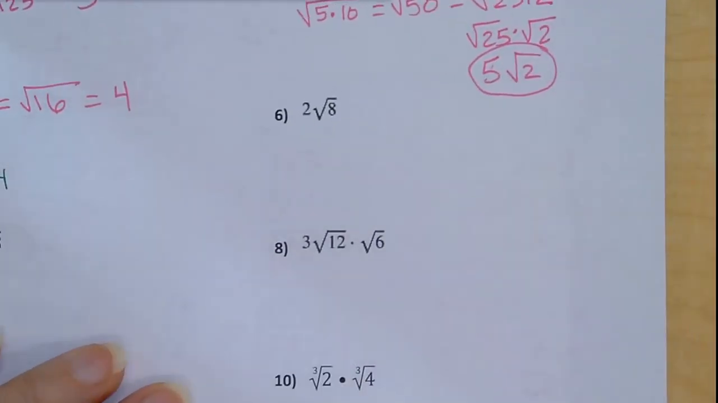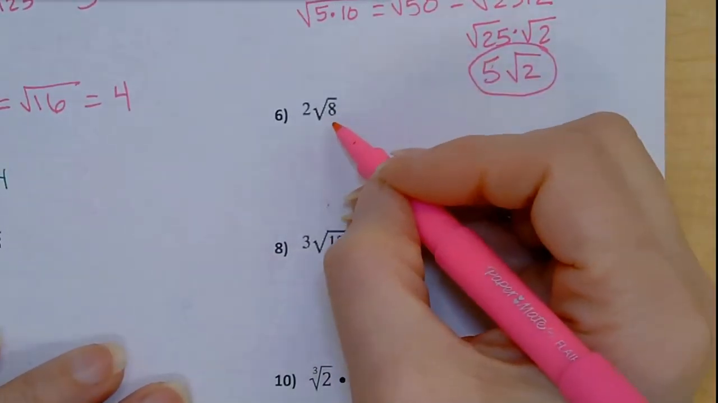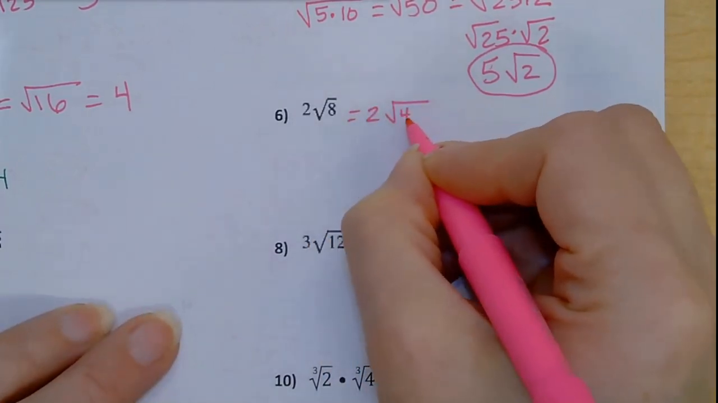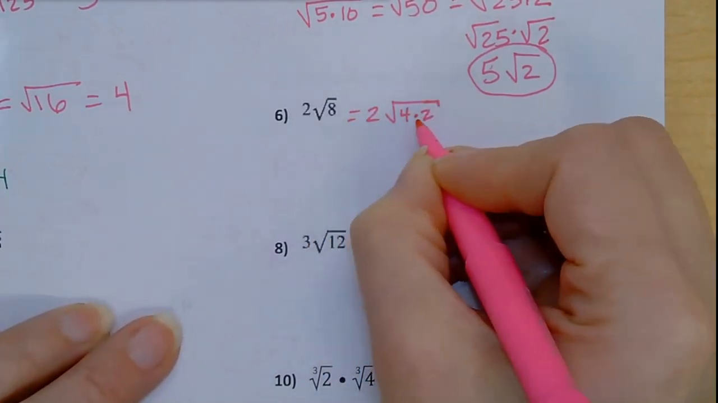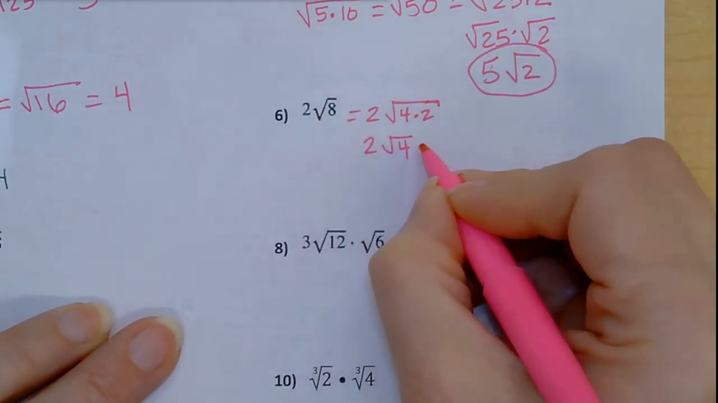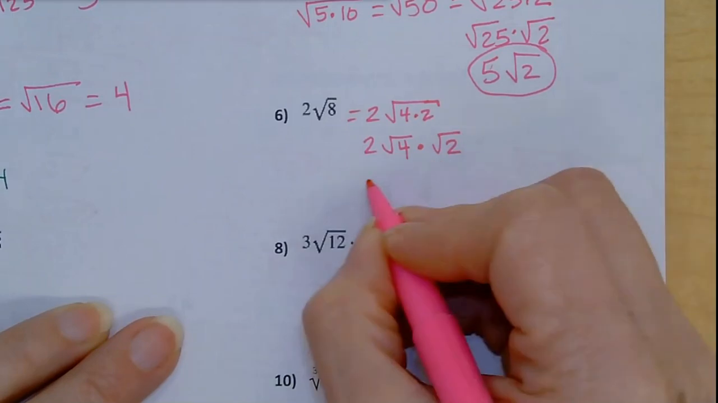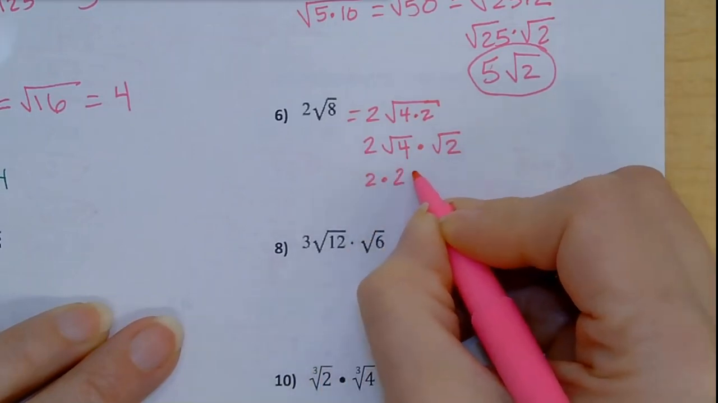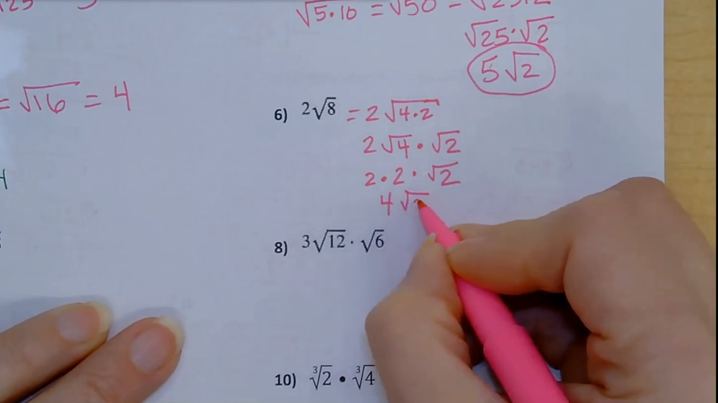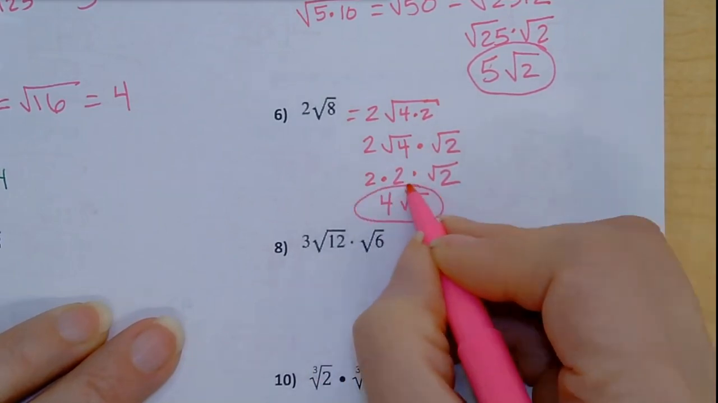2 times the square root of 8, it's square root, not cube root. Okay, so I'm going to say that equals 2 times the square root of 4 times 2, because 4 times 2 is 8. That's 2 times the square root of 4 times the square root of 2. So that's 2 times 2 times the square root of 2. And so that's 4 times the square root of 2 as my final answer.